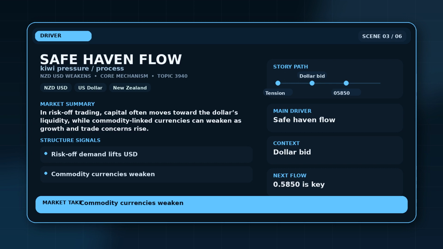The mechanism behind NZD USD weakens is this. In risk-off trading, capital often moves toward the dollar's liquidity, while commodity-linked currencies can weaken as growth and trade concerns rise. In plain English, the story is not only about the actor or asset on the screen. It is about how access, liquidity, compliance, yield, security, or policy pressure changes behavior. That mechanism is why risk-off demand lifts the US dollar and why commodity currencies weaken. Without that link, the event would be a headline with no clear market or user consequence.